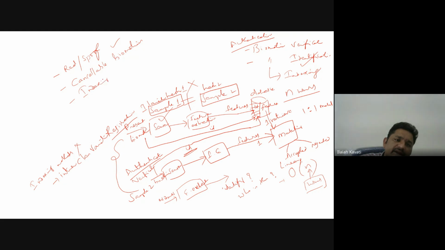Biometric indexing is a solution for identification. Actually, I did my PhD on this particular topic. And one more issue: intra-class variations and inter-class similarities.